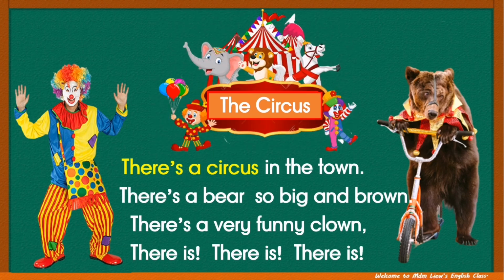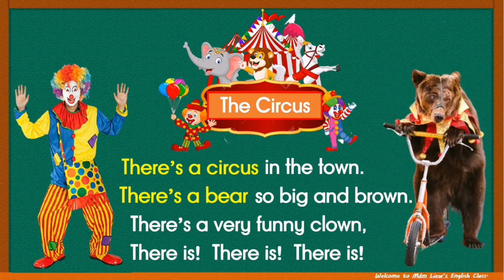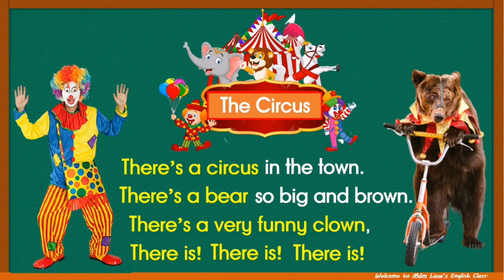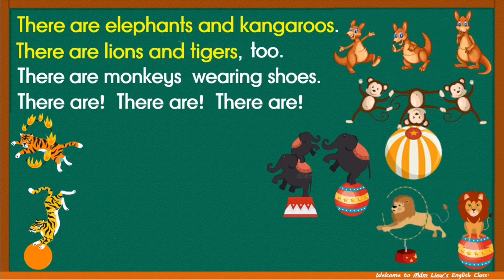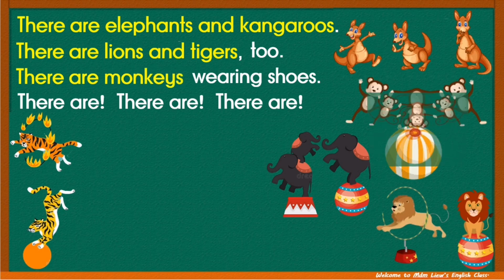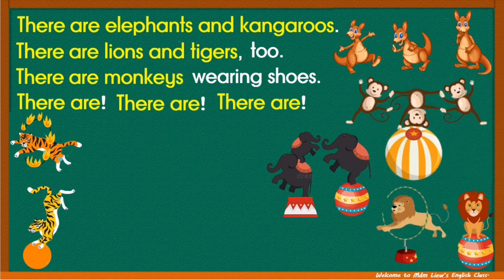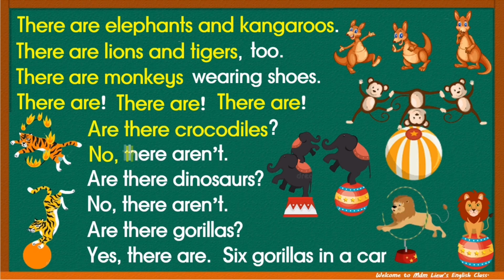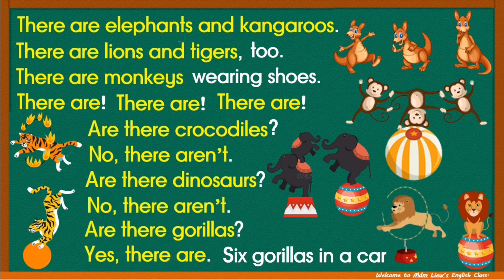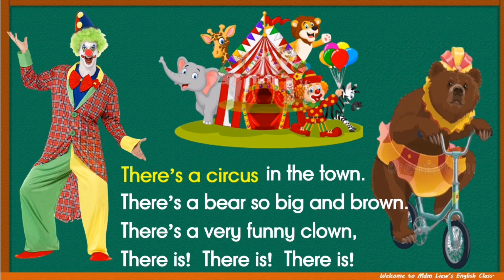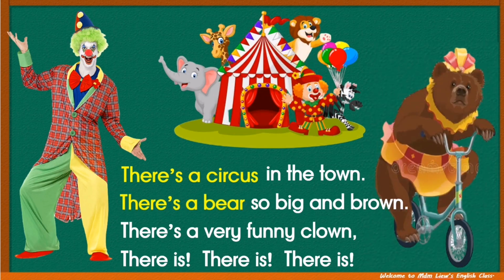There's a circus in the town. There's a bear so big and brown. There's a very funny clown. There is. There are elephants and kangaroos. There are lions and tigers too. There are monkeys wearing shoes. There are. Are there crocodiles? No, there aren't. Are there dinosaurs? No, there aren't. Are there gorillas? Yes, there are. 6 gorillas in a car. There's a circus in the town. There's a bear so big and brown. There's a very funny clown. There is.